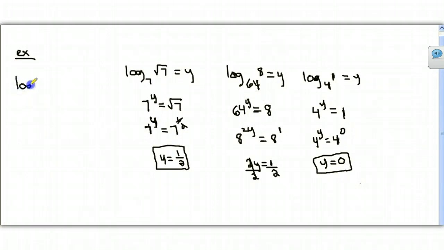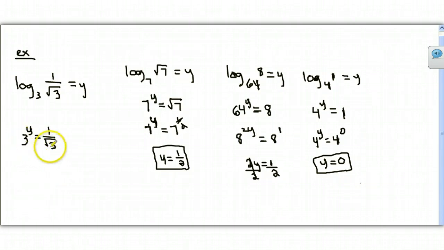We got log base 3 of 1 over square root of 3. So what's the first thing you do? Set it equal to y. Okay, and then what are you going to have? 3 to the power of y equal what? 1 over square root of 3. So how are you going to break this up? You got a base of 3 over here. You want this one to be base of 3. If you flip the square root of 3, what are you going to have? You're going to have square root of 3 to the negative 1. Remember, if you flip something and it's positive, it's going to become negative.